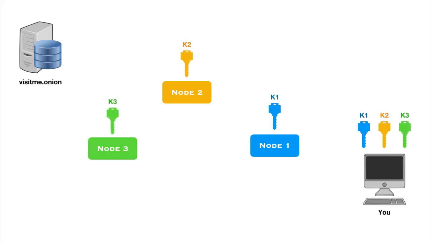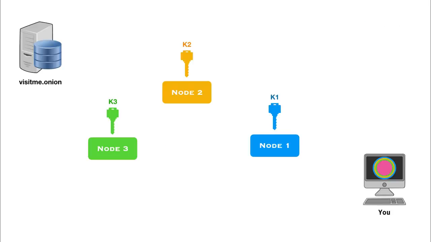Let's say K1 is a symmetric key shared by you and node 1. K2 is another symmetric key shared by you and node 2. And similarly, K3 is shared by you and node 3. Your request is first encrypted with K3 and then K2 and then K1. It is then finally forwarded to the onion network, and node 1 first receives your request.